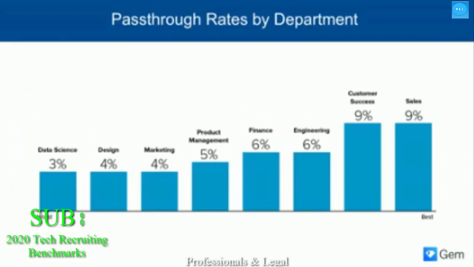The last benchmark I'll show you today is pass-through rates by department. In the graph above, you'll see total pass-through rates from enter process to offer accept. So, in other words, 38 candidates have to enter process to make a single hire in data science, but for sales and CS, only 12 people have to enter process to make a single hire.